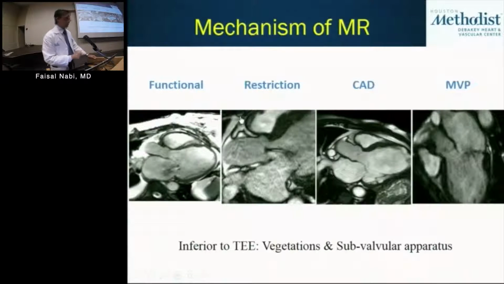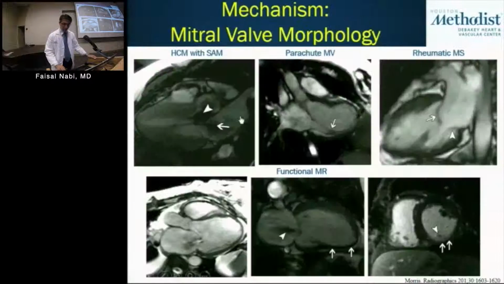And here, a case of mitral valve prolapse. But these aren't the only range of mitral valve morphologies we can see. These are just more examples of some of the things we can see, such as hypertrophic cardiomyopathy with SAM, parachute mitral valves, and a rheumatic appearance of a mitral valve with doming, and of course functional mitral regurgitation, as we suggested.